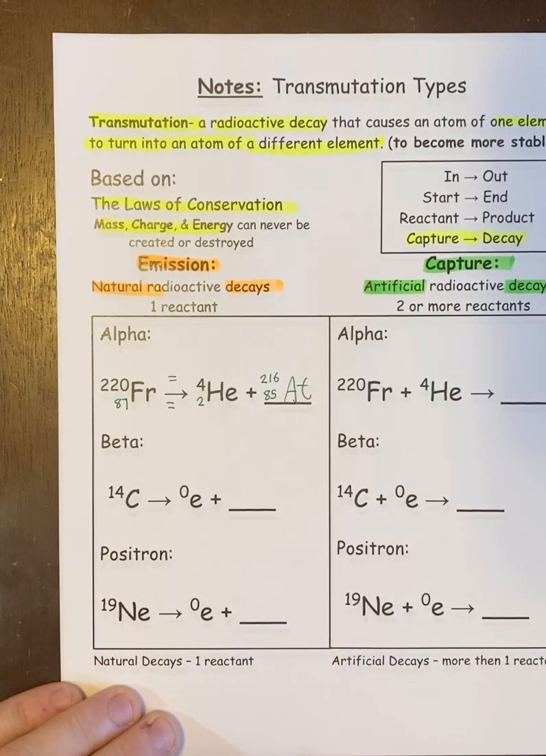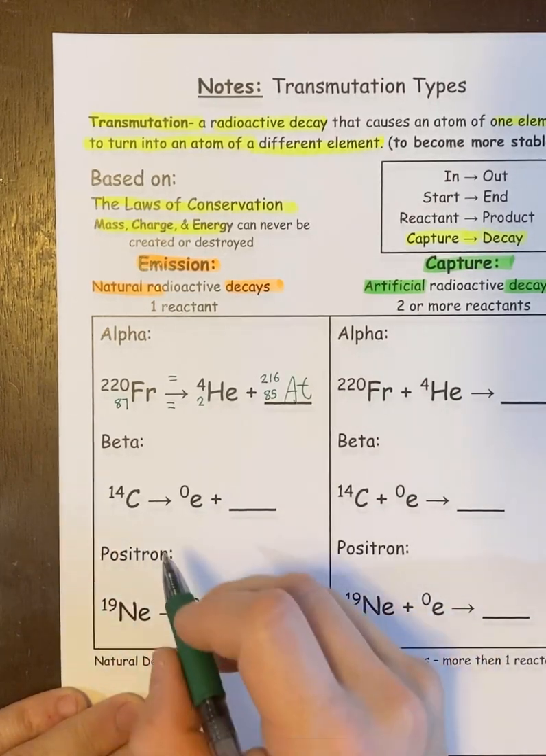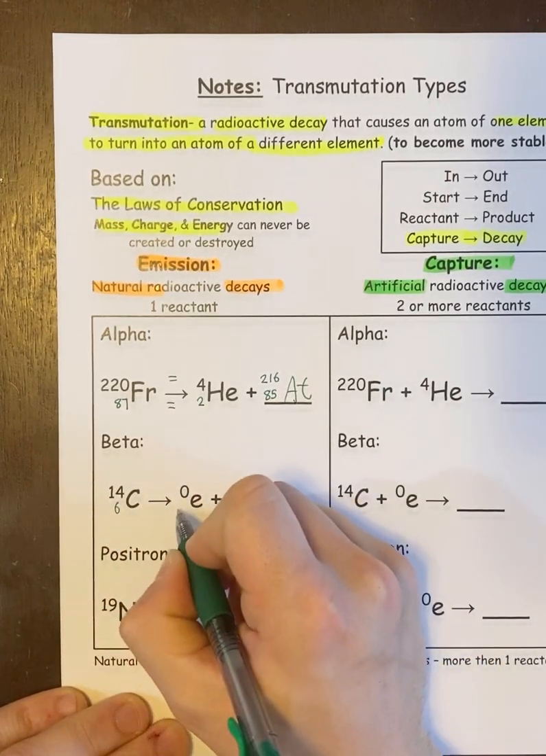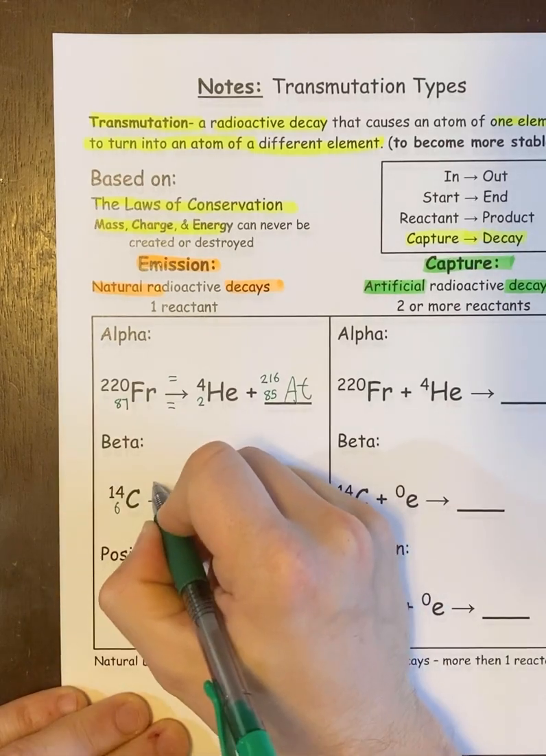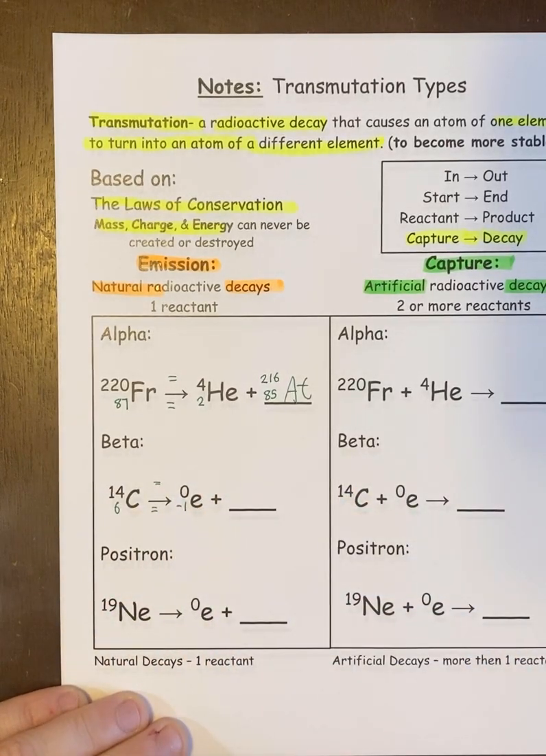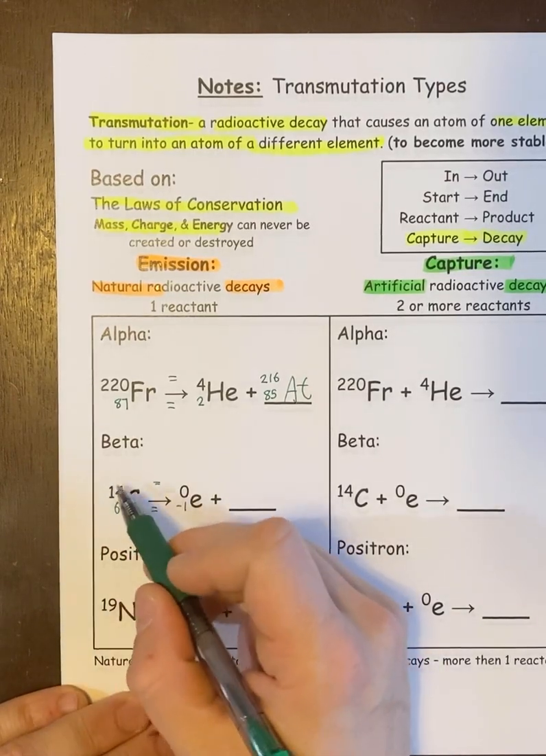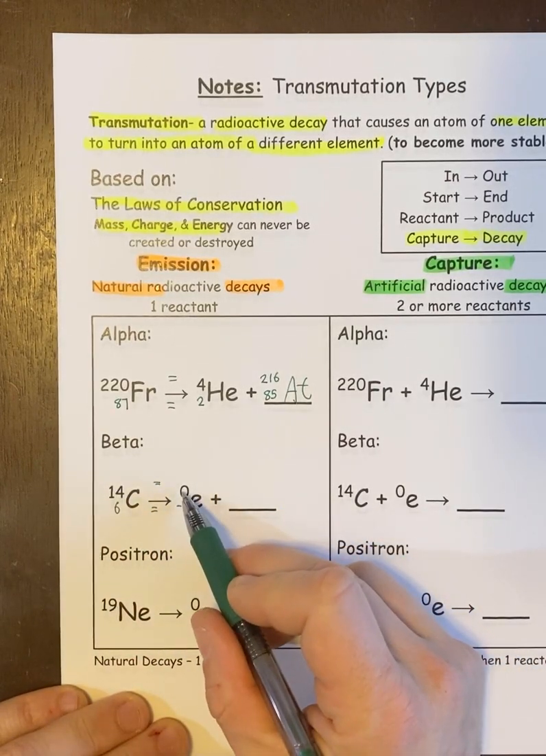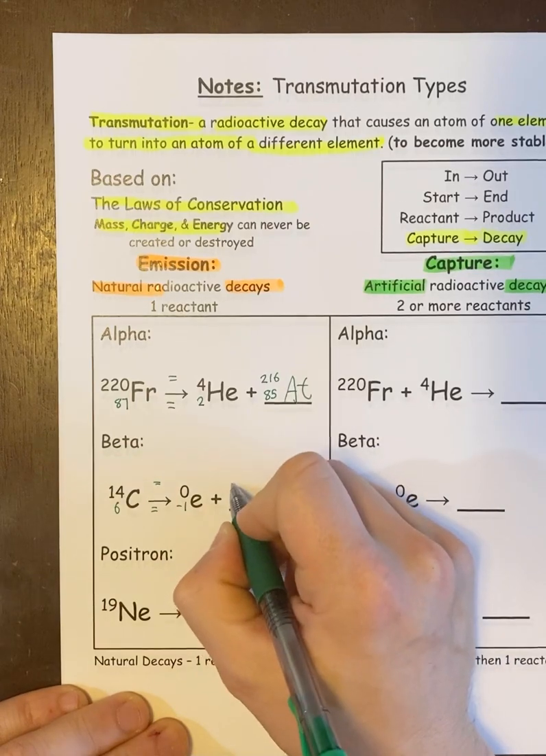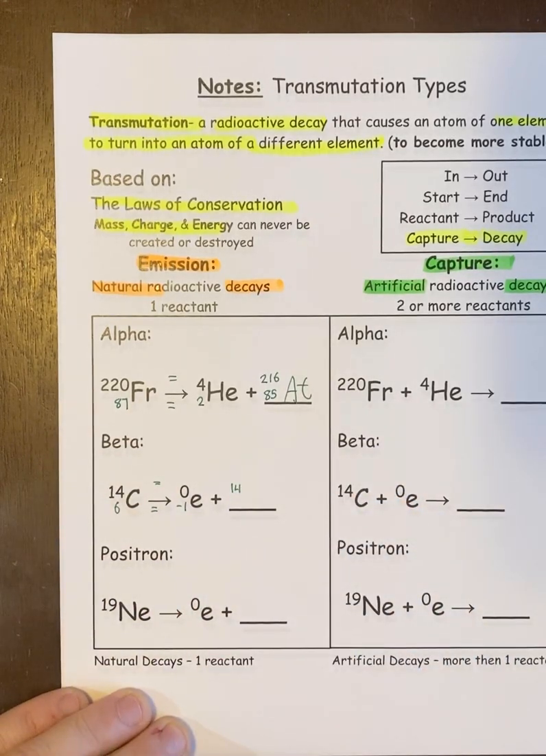For the beta emission, we have carbon, 6. The beta numbers are 0, -1. The arrow is always your equal sign. This one's tricky because we have a negative involved, but as long as you pay attention to that, it's not a big deal. I've got 14 on the left, so I'm going to need 14 on the right. 0 comes from the beta, so the remaining 14 all have to come from the new element.